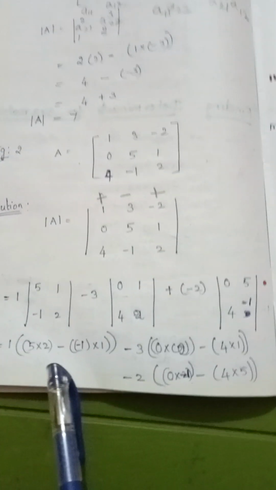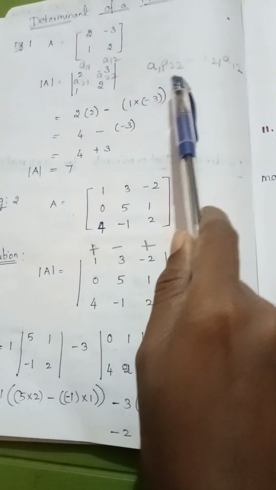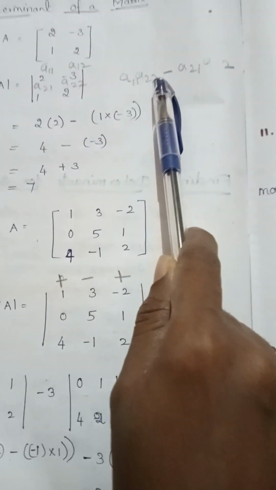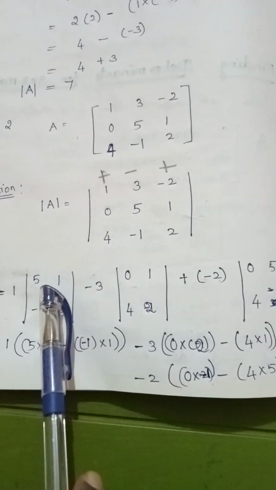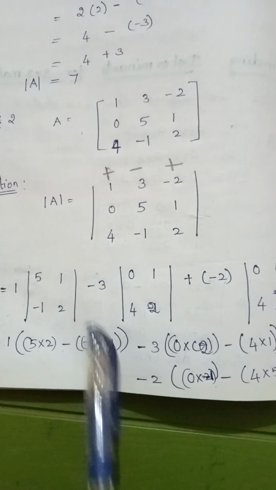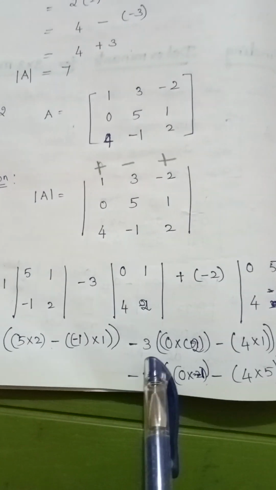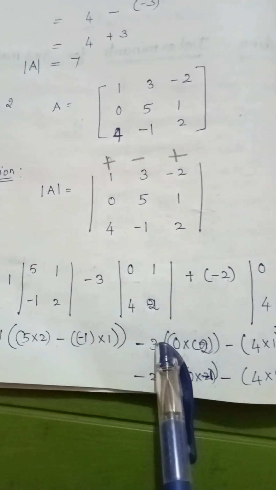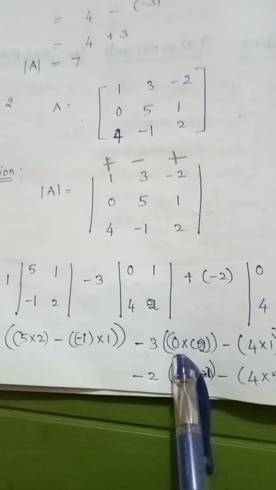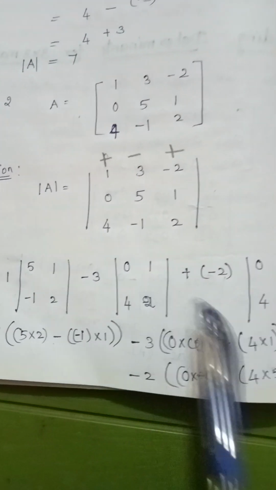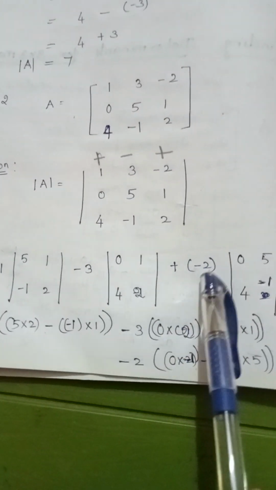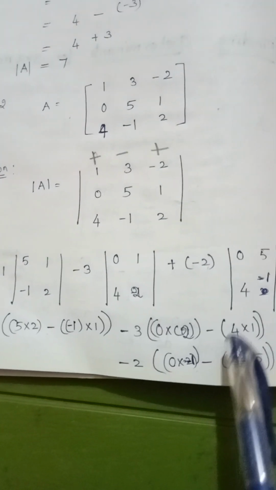These are all order 2 cross 2, so you know the formula: A11 into A22 minus A21 into A12. So 1 into, open bracket, 5 into 2, formula minus 1 into 1. Next minus 3, open bracket, 0 into 2, formula minus 4 into 1. Next plus into minus, minus 2, open bracket, 0 into minus 1, formula minus 4 into 5.